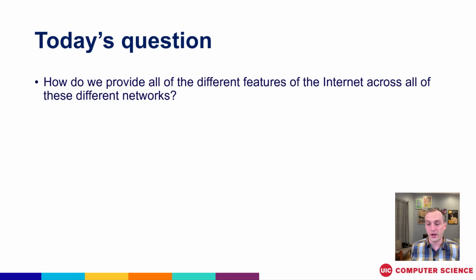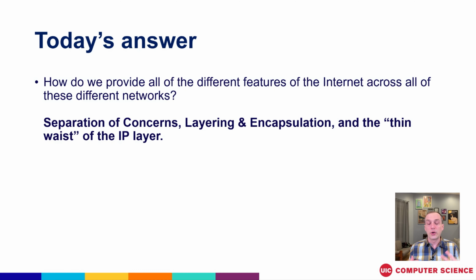So I've got an answer for you. The answer to this question is that we're going to use the separation of concerns, layering and encapsulation, and the thin waist of the IP layer to get all of this stuff done. And I could think of separation of concerns and layering and encapsulation as this idea of adding a layer of abstraction or a layer of indirection like we did with the virtual physical memory. But we're taking that approach and cranking it all the way up to 11 so that we can do this for all sorts of different ideas.